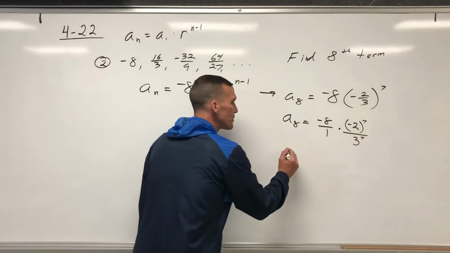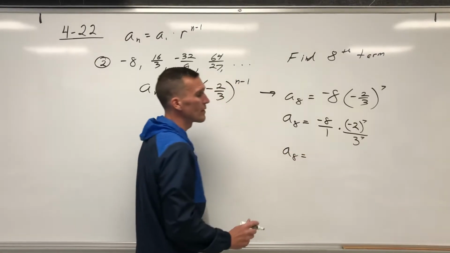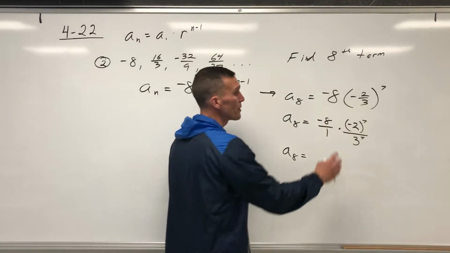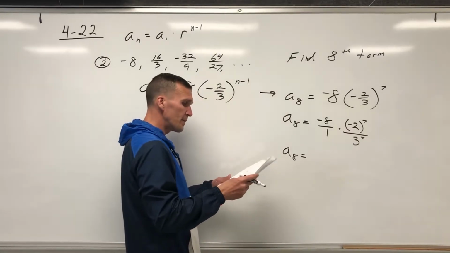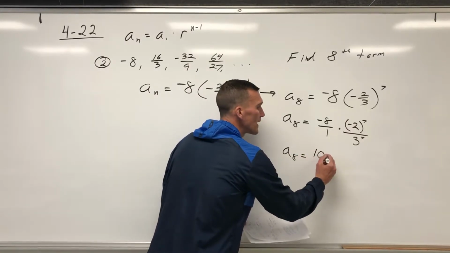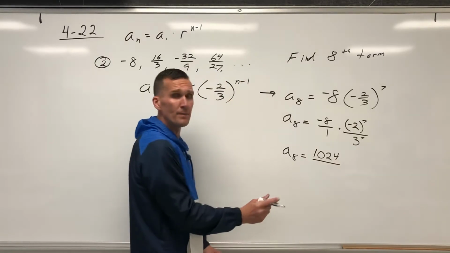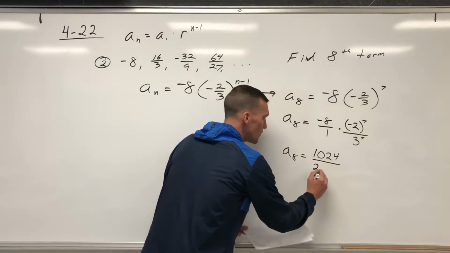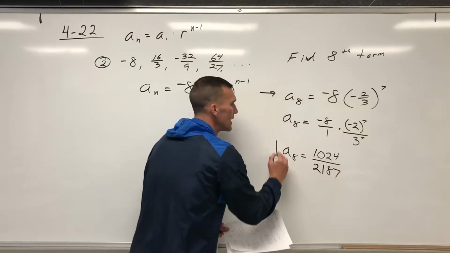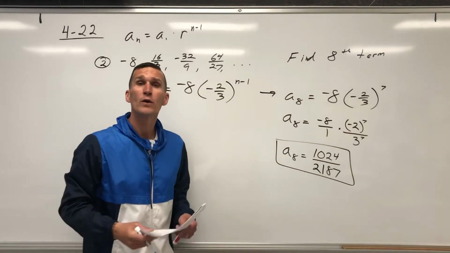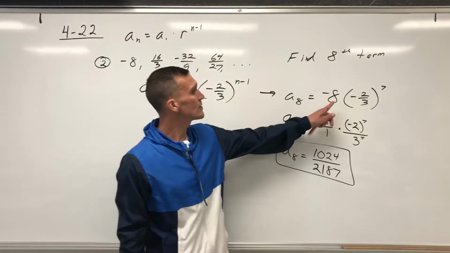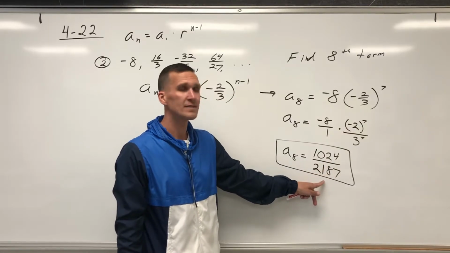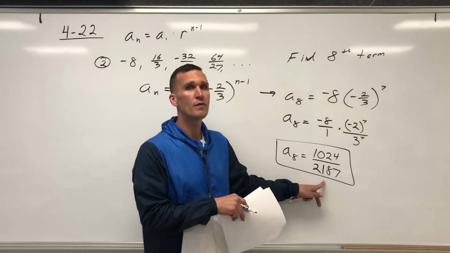So I can simply type all of that in my calculator. If I do negative 2 to the 7th power, it's a negative big number, times negative 8 is going to be a positive 1,024. And on bottom, I don't really got to worry about the 1, but 3 to the 7th is 2,187. And that is the value that we are looking for. So again, if you type that in your calculator, you're going to get the decimal approximation of that, but we want the exact value in fraction form.